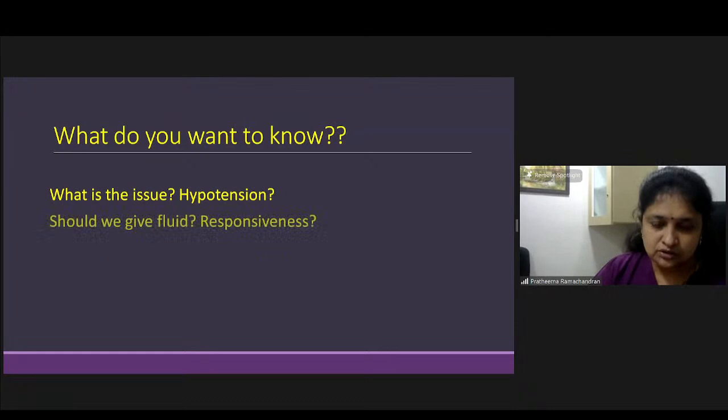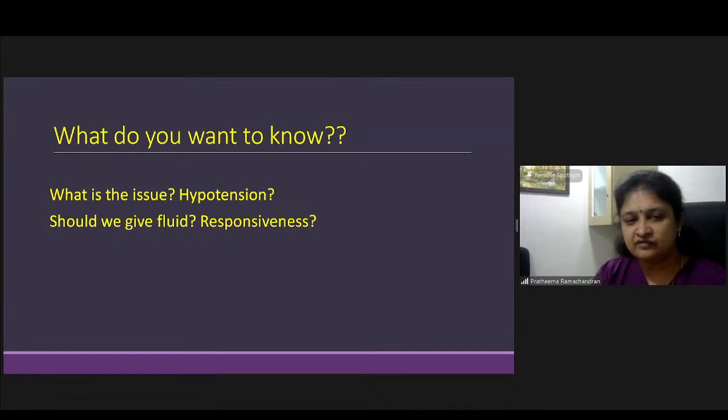So what do we do? We immediately give fluids, always ABCD. So we take care of the airway, breathing. Then we just place an IV line for circulation. And we just assess the patient's disability, GCS, sugar. And we check the temperature, touch the peripheries. So that is what we do in a clinical examination.